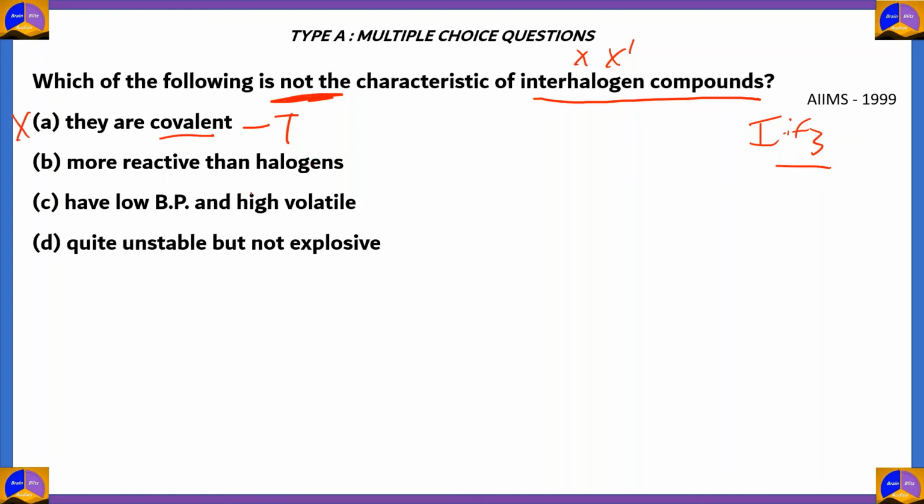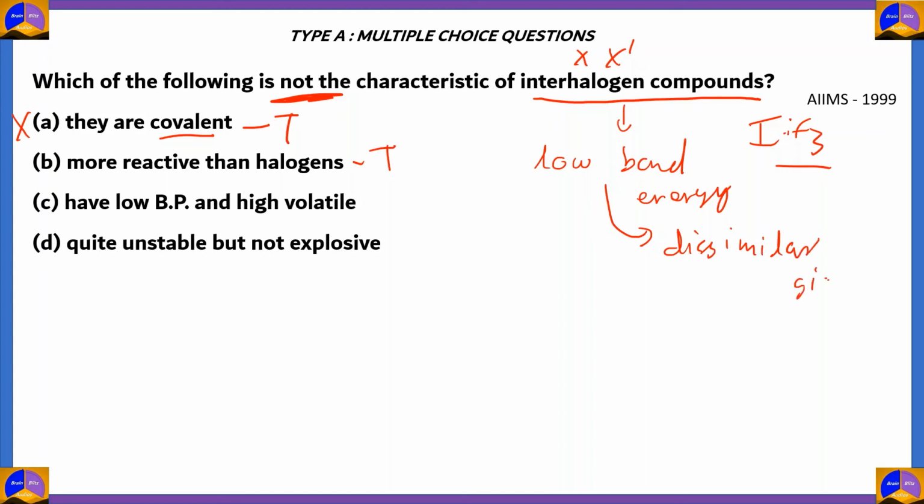Now, option B states that interhalogen compounds are more reactive than the halogens, which is true because interhalogen compounds have low bond energy between them, and this is due to the dissimilar size in the compounds, because one halogen can only form an interhalogen compound with another halogen which is either greater or lesser than it. It cannot form an interhalogen compound with itself. So therefore, they always have dissimilar size, and therefore they're always more reactive than halogens. The statement is true, which makes the option incorrect.